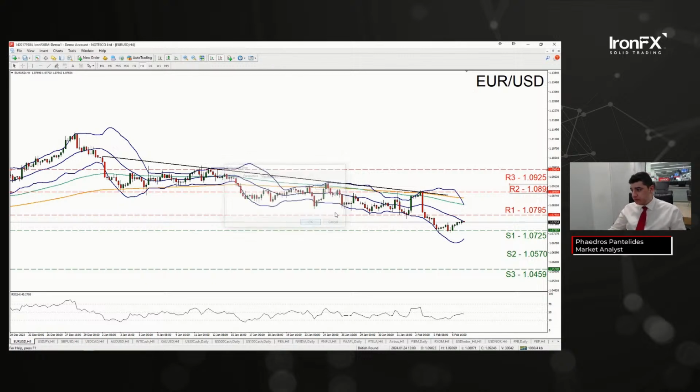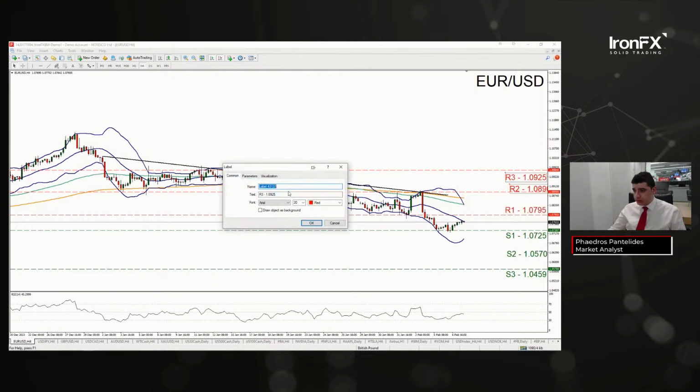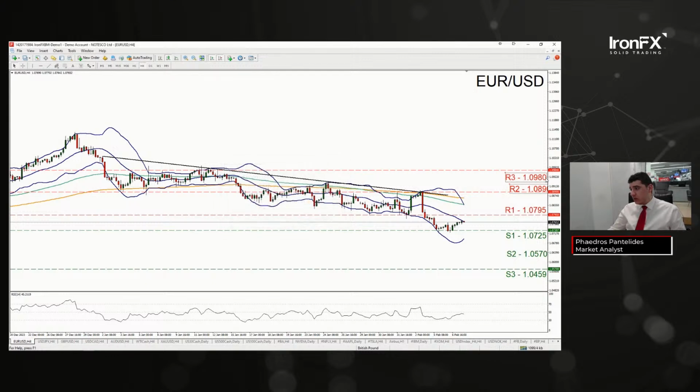1.0890. Then we have R3, 1.0980. So that's R3, R2, and then you've got R1. Trend lines, I wouldn't draw an upwards moving trend line yet. We'd need two touches for a trend line and then a third for it to be validated. As such, I'm not going to be placing one right now.